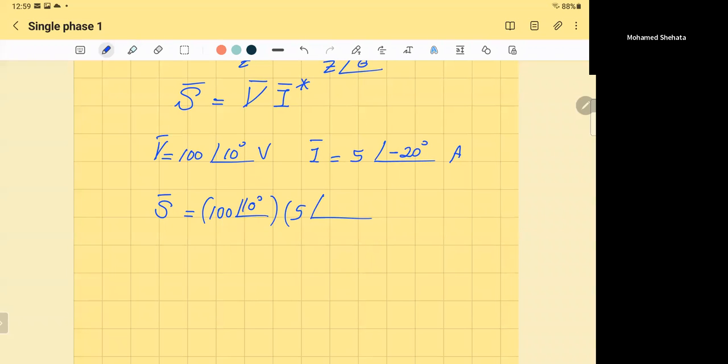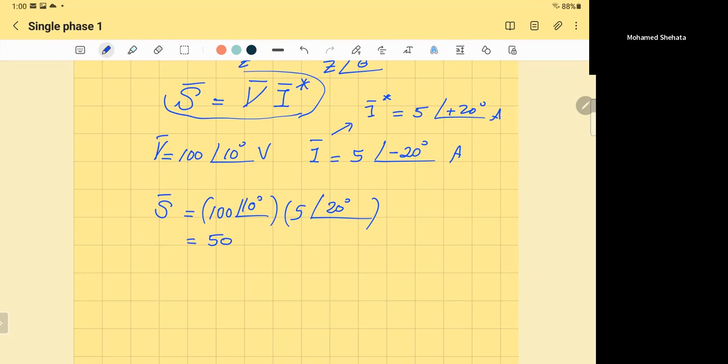Thank you. So if you do the conjugate, keep everything the same value, just change the sign of the angle. And if it's expressed in complex form, keep the real part as it is, but flip the sign of the imaginary part. For example, if you have 5 plus j10, make it 5 minus j10. That's the only difference. That's the conjugate. So you have 5 at angle 20. I did the conjugate as in the formula here. Now we multiply: 500, and 10 plus 20 will be 30.